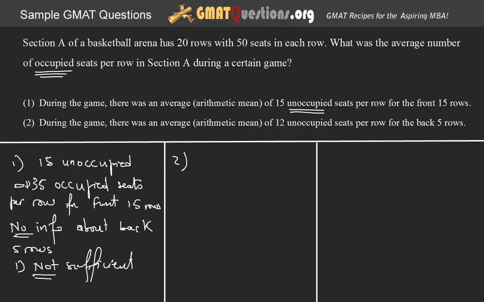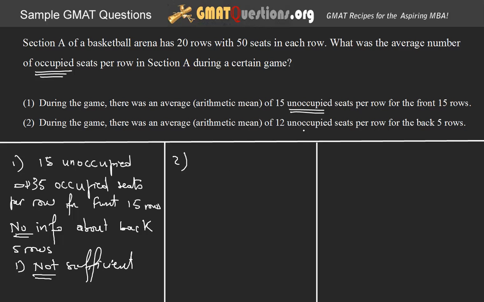Number two, we are given that there was an average of 12 unoccupied seats per row for the back. Now, again, this will not be enough. The reason why I'm writing this is maybe we can use it together. Sometimes, even though one statement is not enough, it doesn't mean you don't write anything, because what you write, you may use later when you do them together. So remember that on the GMAT. Even though you can tell that number one is not enough, you still have some time to write some information you can use later. So remember that.